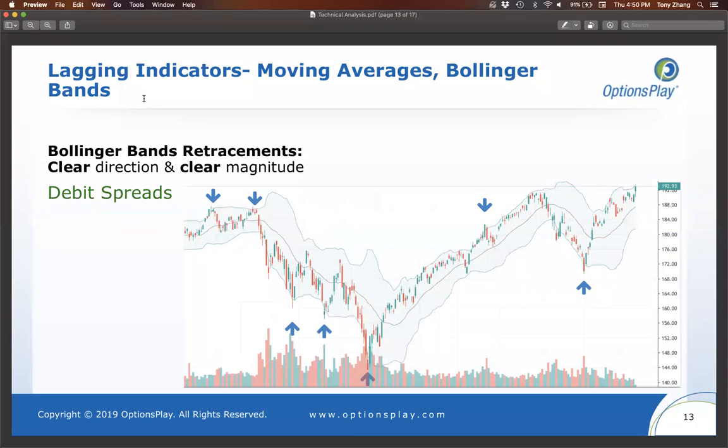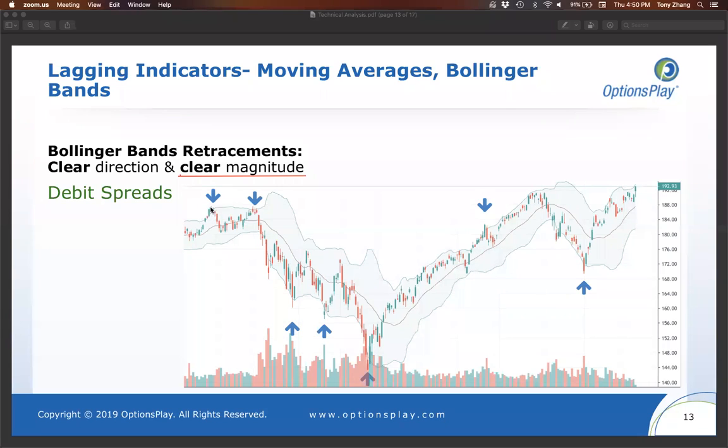Now, the thing about Bollinger Bands is that they give you a clear sense for direction, and they give you a clear sense for magnitude, because Bollinger Bands give you very specific target prices. And typically how Bollinger Bands are used, and there are different ways to use them, but one of the more common ways is as a retracement strategy.